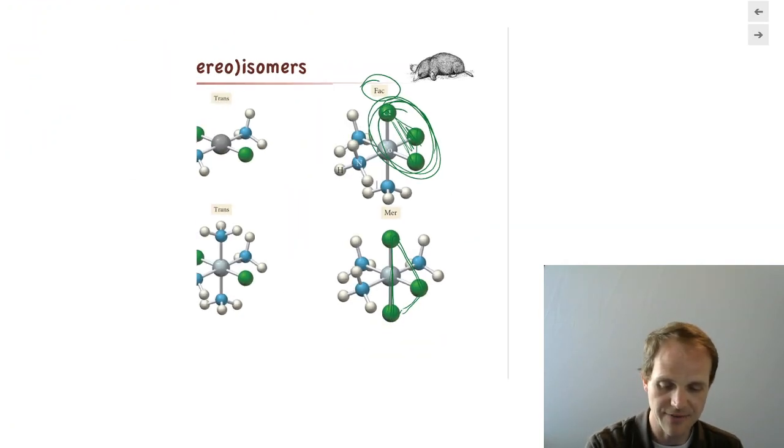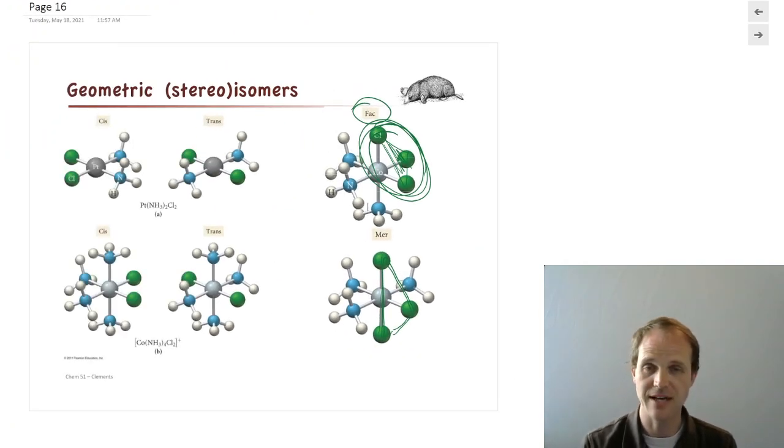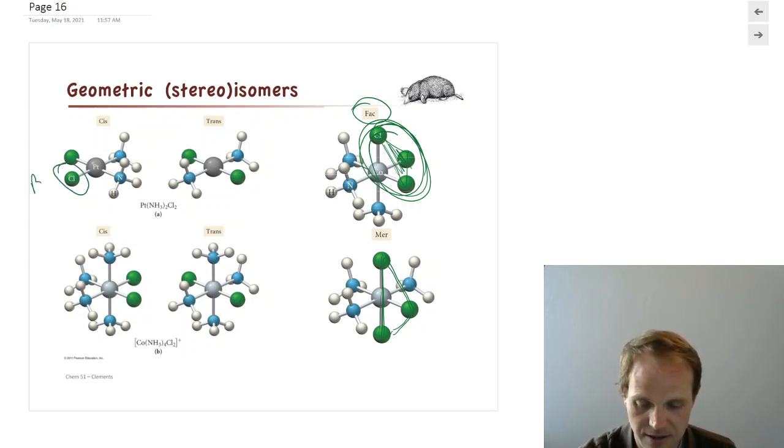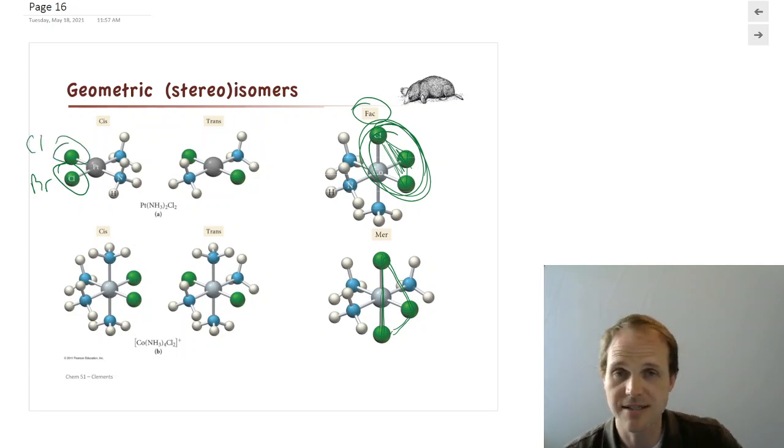So you should be able to identify these geometric isomers, which fell under the category of stereoisomers, as geometric isomers, and as trans, cis, or as facial and meridian. Facial and meridian only if you've got 3 and 3. Trans and cis if you've got essentially 4 and 2. You could totally have this guy here be a bromine and this one still be a chlorine, and that you could still call a cis isomer.